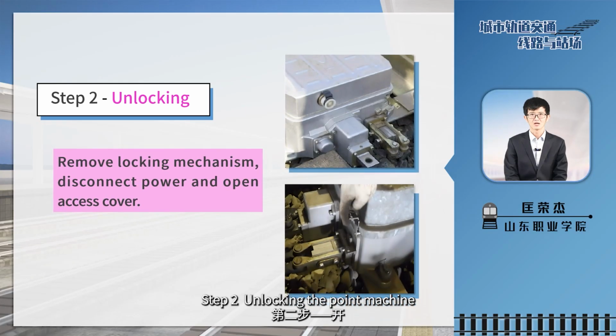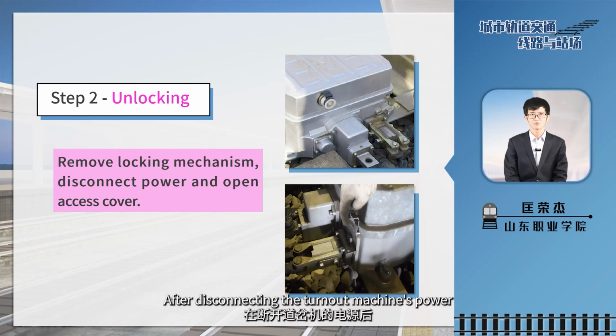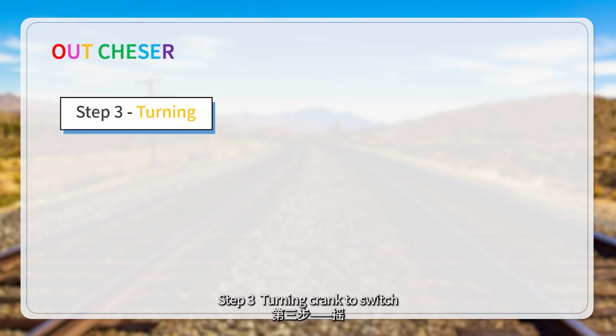Step 2. Unlocking the point machine. If there is a locking mechanism in place, make sure to remove it. After disconnecting the turnout machine power, open the access cover of the turnout machine. This cover is a protection lid that covers the hole by which authorized personnel can insert a hand crank to manually operate the turnout.